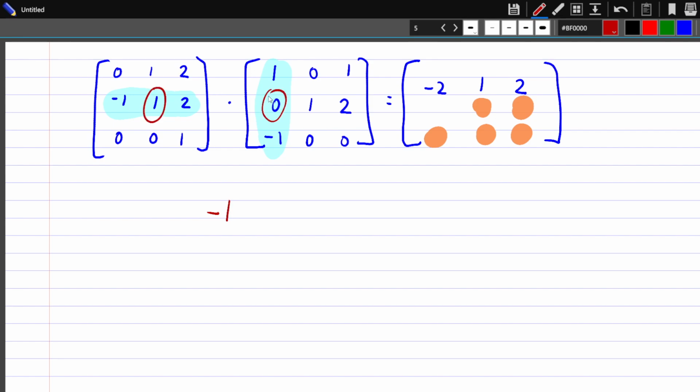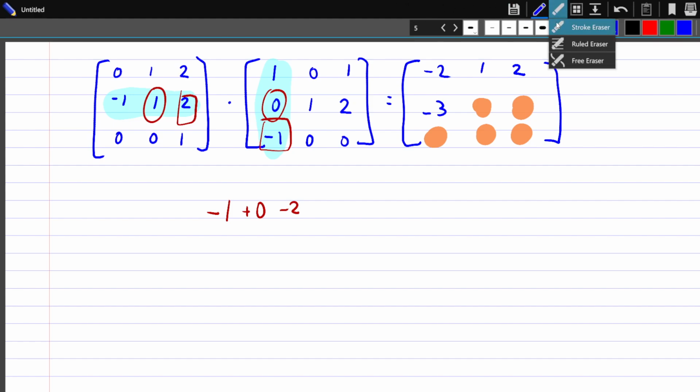Second element times the second element, plus 0. Third element times the third element, minus 2, which means minus 1 plus 0 minus 1 minus 2, minus 3. Minus 2, 1, 2. Let me make it a little easier for your eyes. Okay? So far so good, guys?